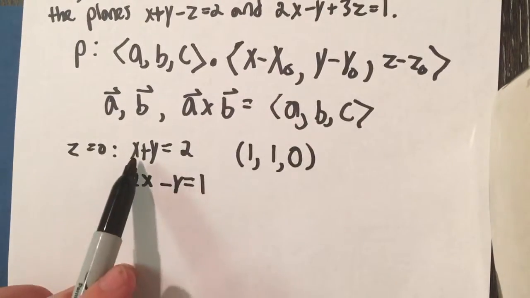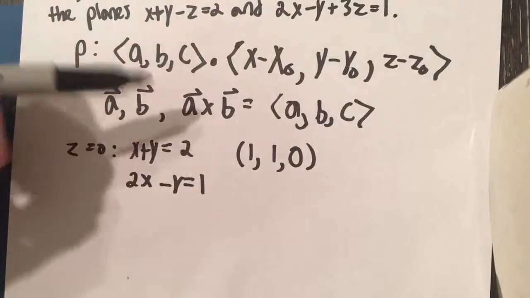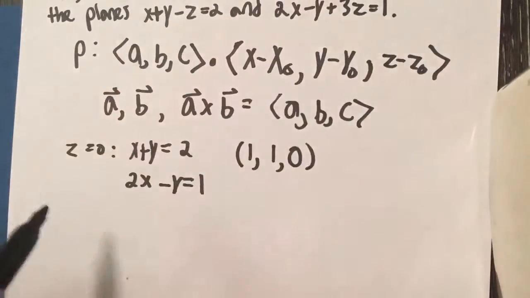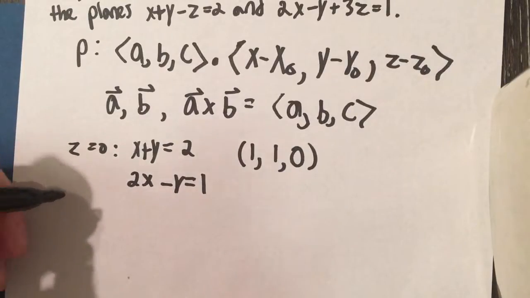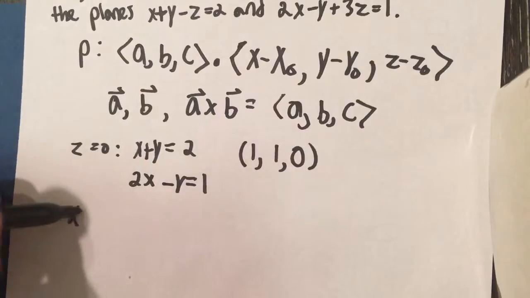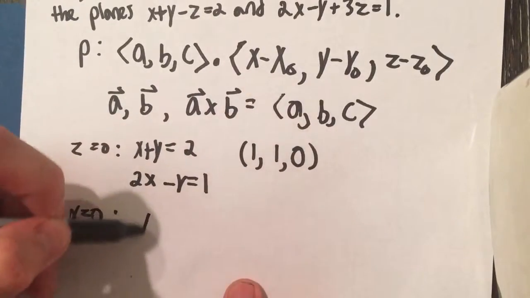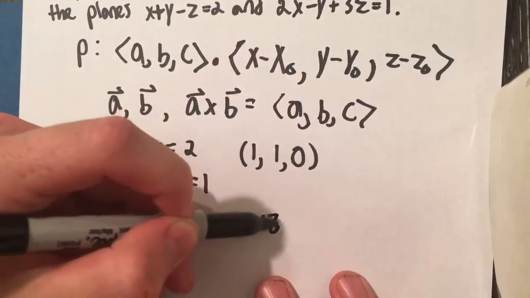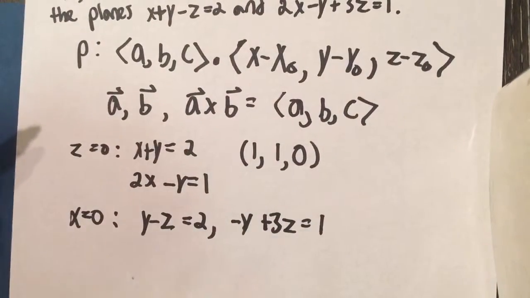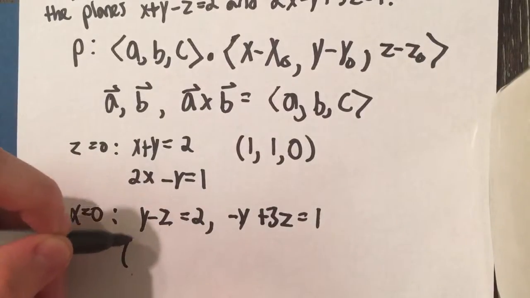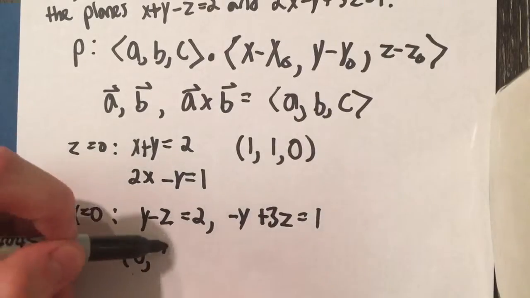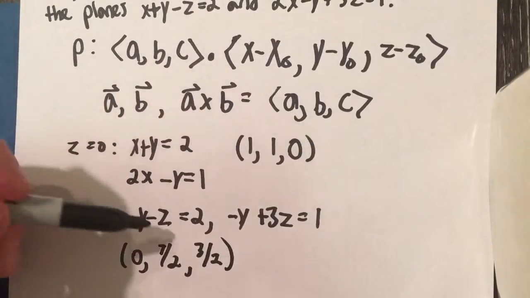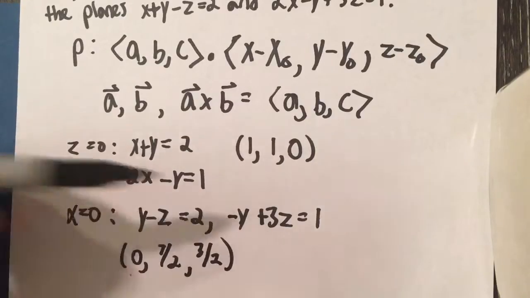If you plug in 1 for each of these values, you'll see it is satisfied. So 1 + 1 equals 2, and 2 times 1 minus 1 equals 1. So there we go. We have one point on both of these planes. Another point to find would be where x is equal to 0. With that condition, the first equation is y - z = 2, and the second is -y + 3z = 1. To satisfy both, x equals 0, y equals 7/2, and z equals 3/2. I just used arithmetic to solve and find these values, but if you plug them back into the equations, you'll see that they are both satisfied.